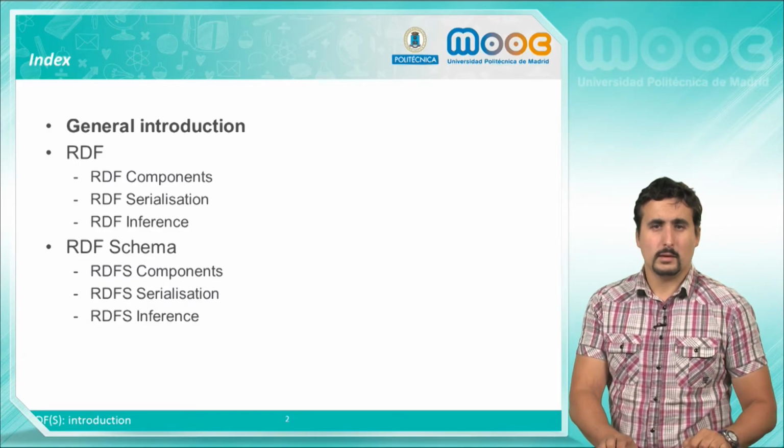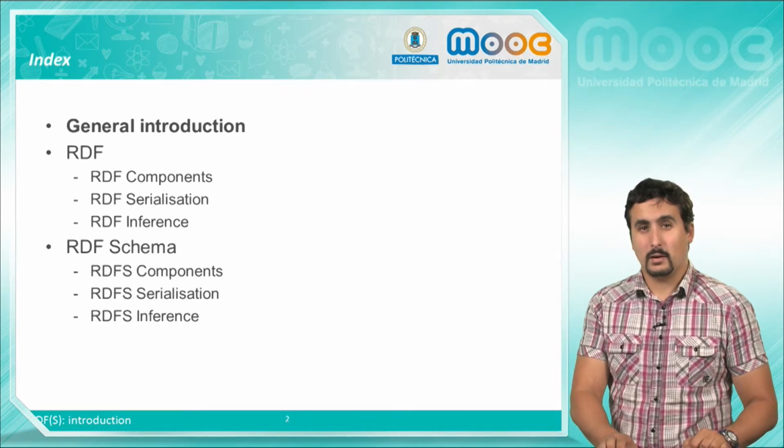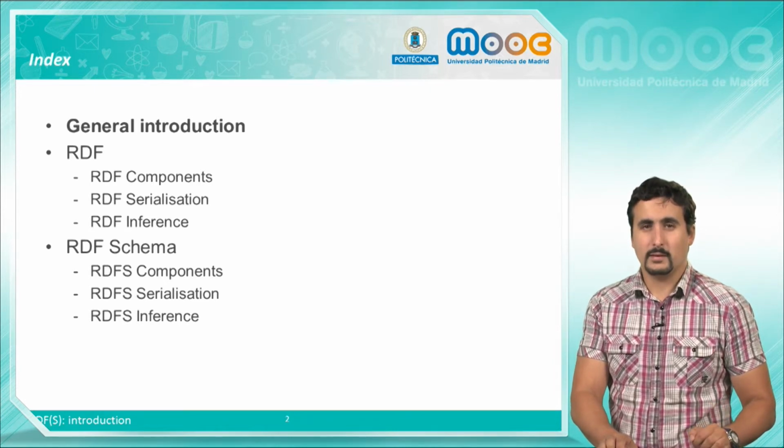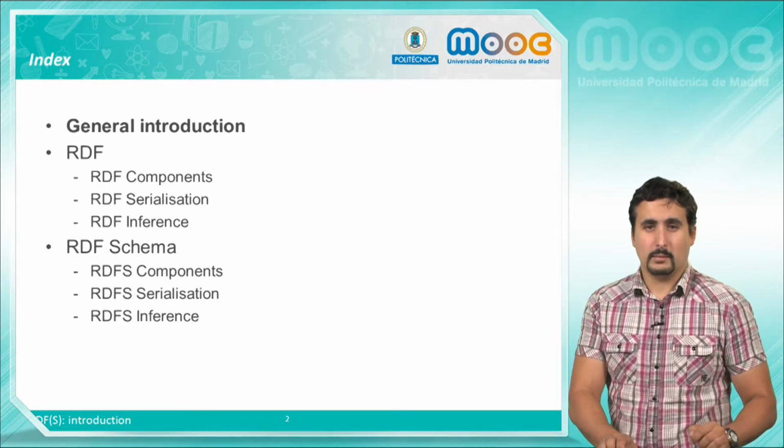Hi and welcome to this second module of the course. In this series of videos we are going to talk about RDF and RDFS, two of the main standards of the semantic web and linked data. We will start by a brief introduction to the concept of data representation in the semantic web, and then we will talk about the components, serialization and inference in each one of them.